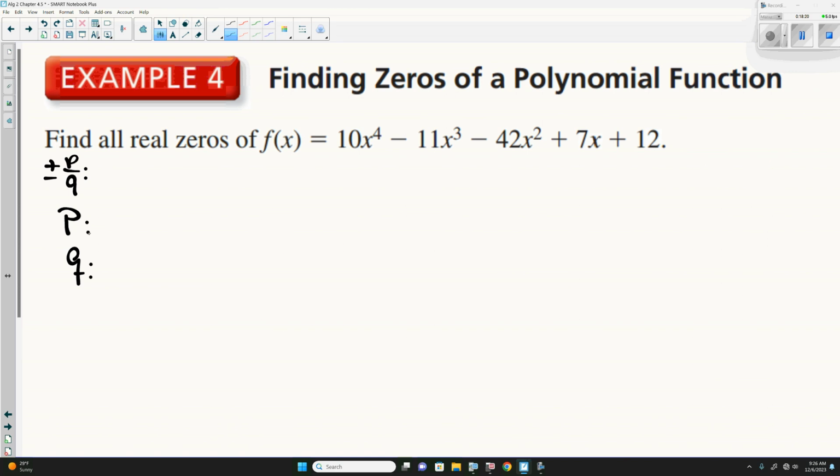Factors of p. Factors of the constant term is factors of 12. So we'd have 1 and 12, 2 and 6, 3 and 4. Factors of q, factors of our leading coefficient, are factors of 10. So 1 and 10, 2 and 5. p is the number without a variable, and q is the number in front of the variable with the biggest exponent. So factors of p would be factors of 12: 1 and 12, 2 and 6, 3 and 4. q is factors of 10: 1 and 10, 2 and 5.